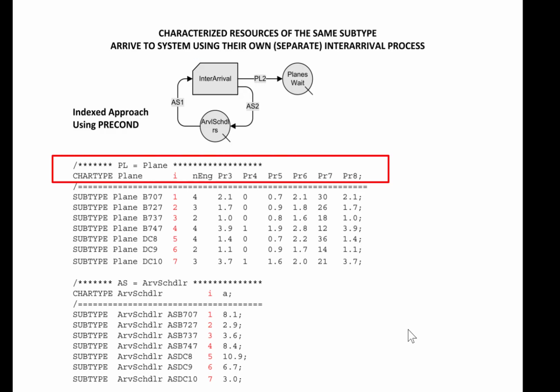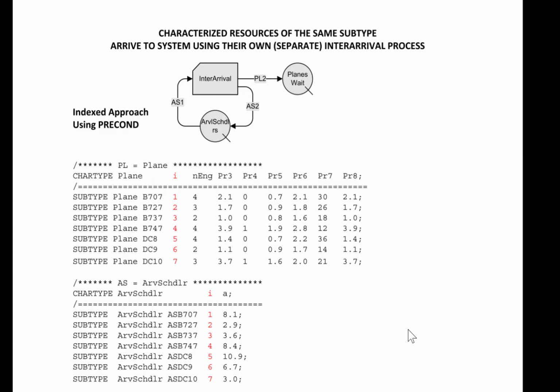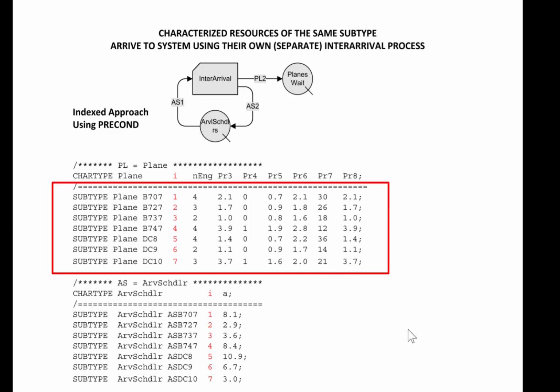We define a characterized type called plane, where the first property I is an index, the second property Eng is the number of engines, and then that is followed by several other properties from property 3 to property 8. The exact nature of those properties is not important in this model. We then define 7 subtypes of the characterized type plane. The name of each subtype tells us the model of the particular airplane involved.